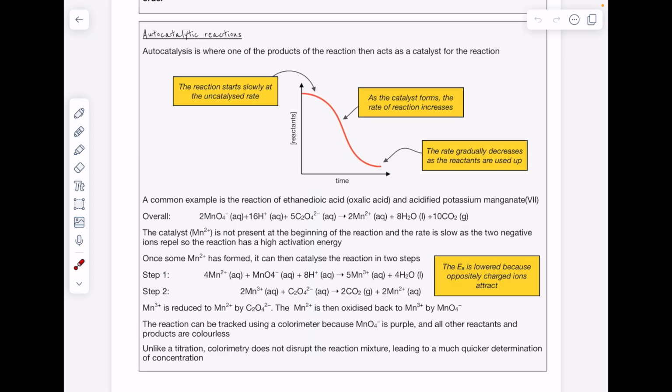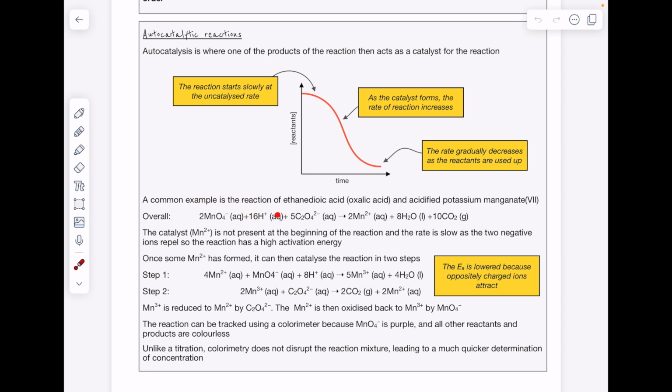Autocatalytic reactions. Now, autocatalysis is when one of the products of the reaction then acts as a catalyst for the reaction. So that really is a very ideal situation. If we see this graph here, on the y-axis we have the concentration of reactants, then we have time on the x-axis. As you would expect, the reaction starts slowly because we haven't produced any product yet that can act as a catalyst. But then as more of that product forms, as more of that catalyst forms, the rate of reaction increases. We see a steeper gradient, and then eventually that rate decreases as the reactants are used up.